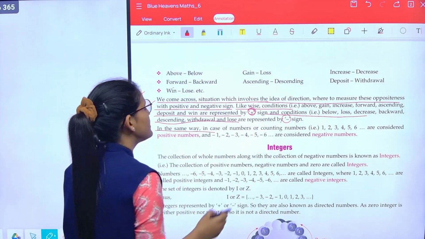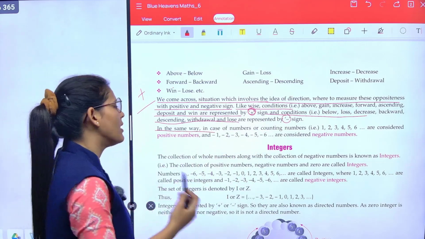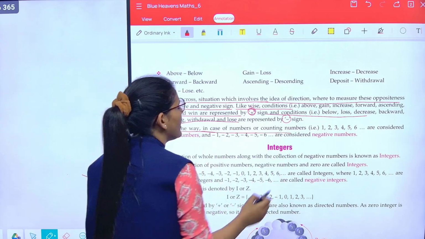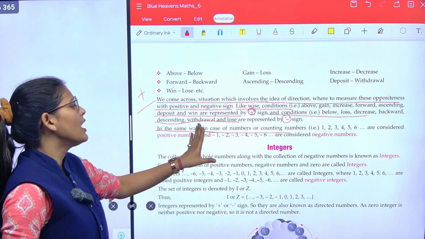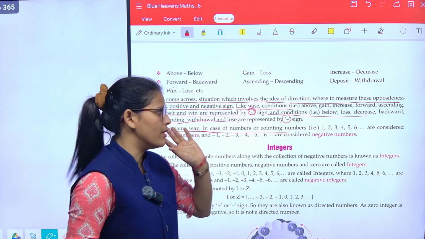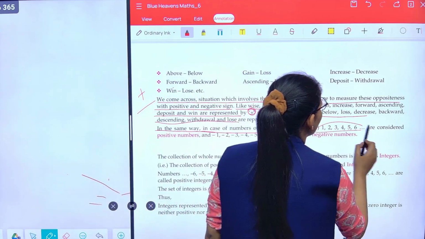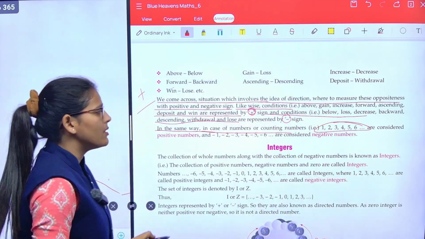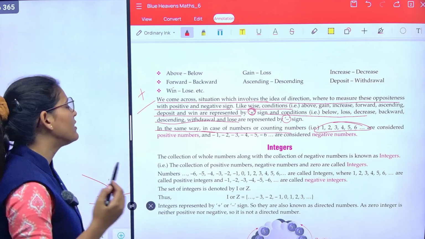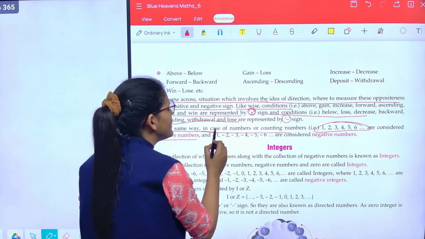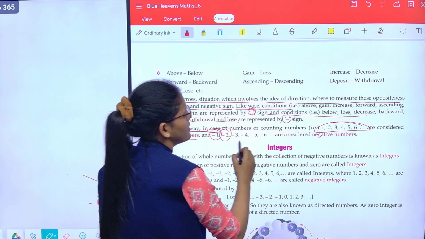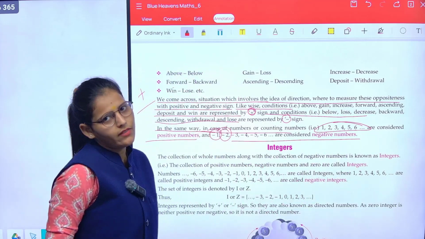Okay, in the same way, in the case of numbers or counting numbers, 1, 2, 3, 4, 5, 6 and so on are considered positive numbers, and those which have a negative sign in front of them are considered negative numbers.